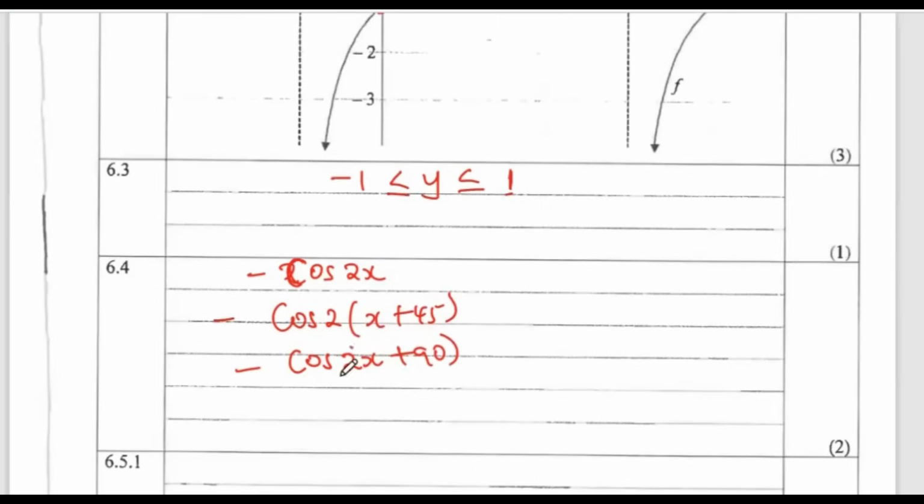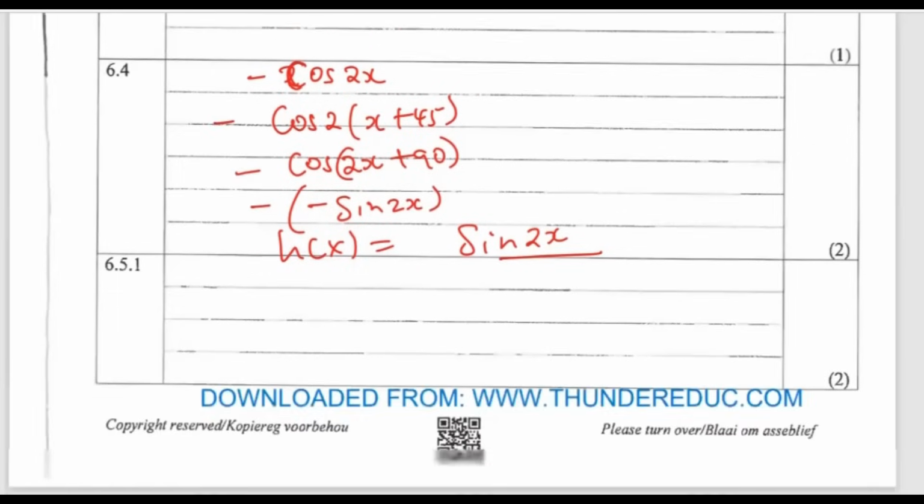Okay, when I simplify this, remember it's a complementary angle. I have a cos of 90 plus, that's going to give me a negative sign. So negative and negative sine 2x is going to give me a positive sine 2x. So which means my h of x will be given as that.